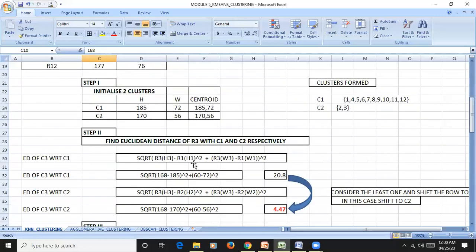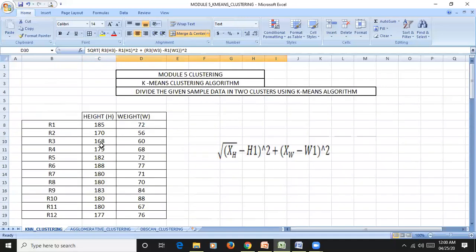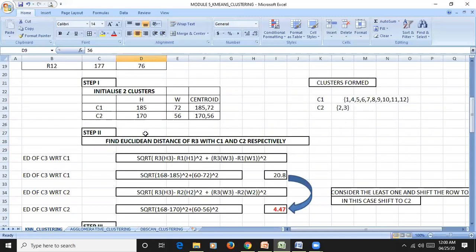Plus (R3 of W3 minus R1 of W1) the whole square. As I said just now, here it is 168 minus 185 the whole square, plus 168 minus 170 the whole square, 60 minus 72 the whole square, 60 minus 56 the whole square. You can see the same thing I have abbreviated here: square root of 168 minus 185 the whole square plus 60 minus 72 the whole square.